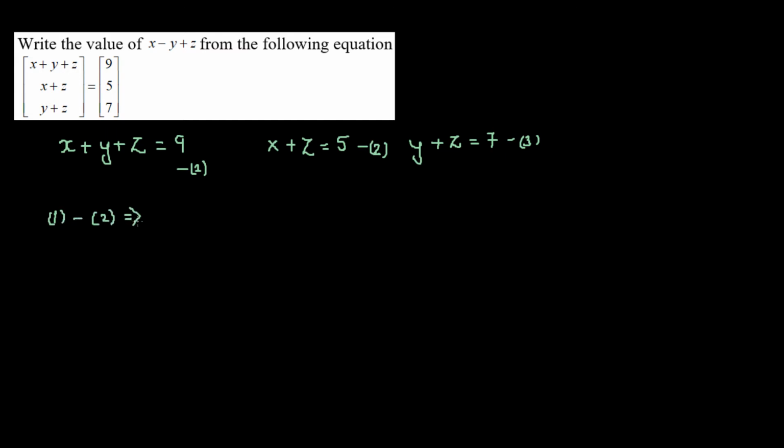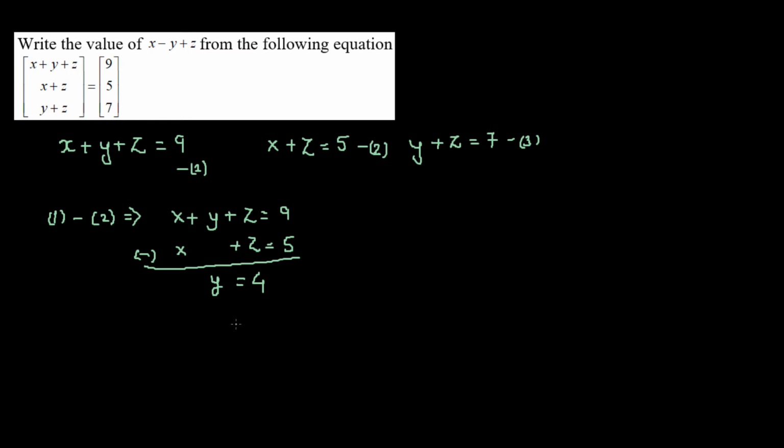So when we do that, what we get is x plus y plus z equals 9, and we have x plus z is equal to 5. We do the subtraction. x and x cancel out, y will remain, z and z will cancel out, 9 minus 5 will give you 4. So we have the value of y.